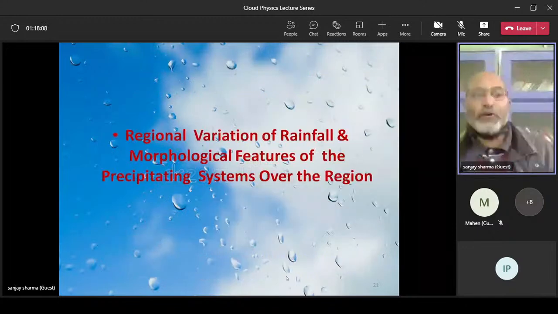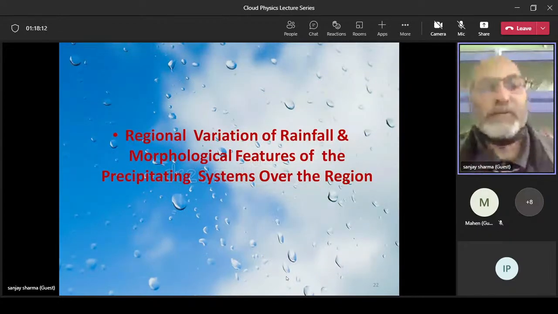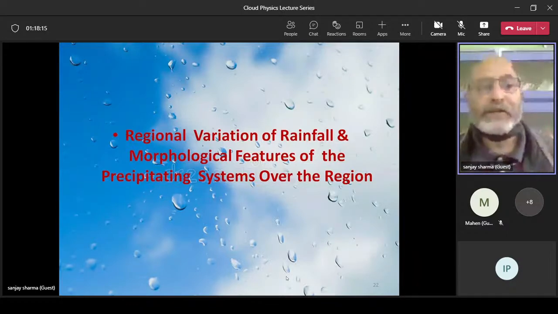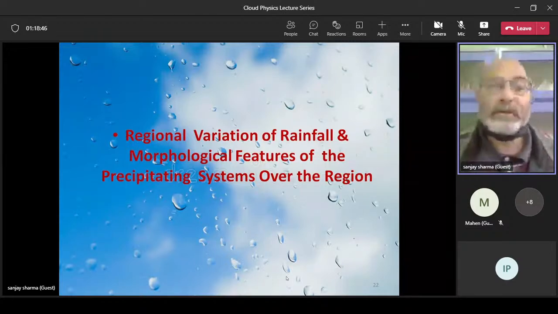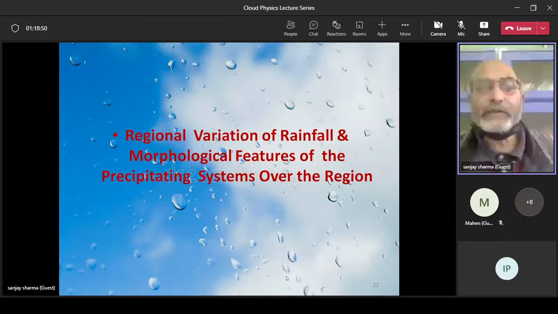Now, after going through these basics of the formation of raindrops, the raindrop size distribution, and how we measure it, we will start seeing some observations. Initially, I will start with the regional variation of rainfall and the morphological features of the precipitating systems over the region. As I told at the very beginning of the talk, microphysics is very much dependent on the morphology of the clouds or precipitating system, as well as on its geographical location. To highlight that issue, I will present some results which have already been published.